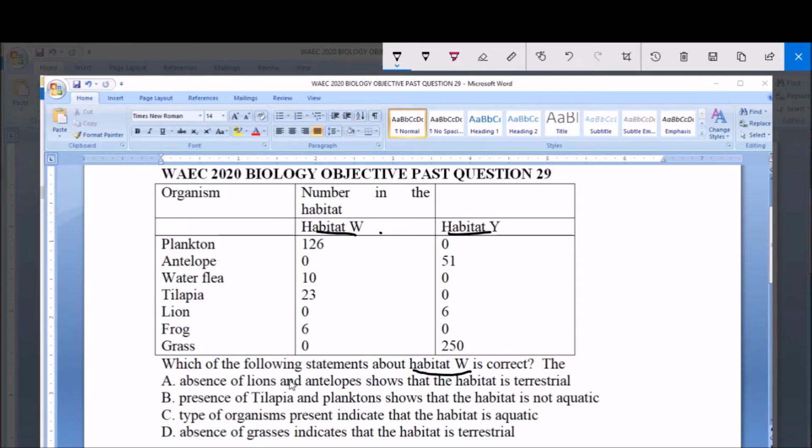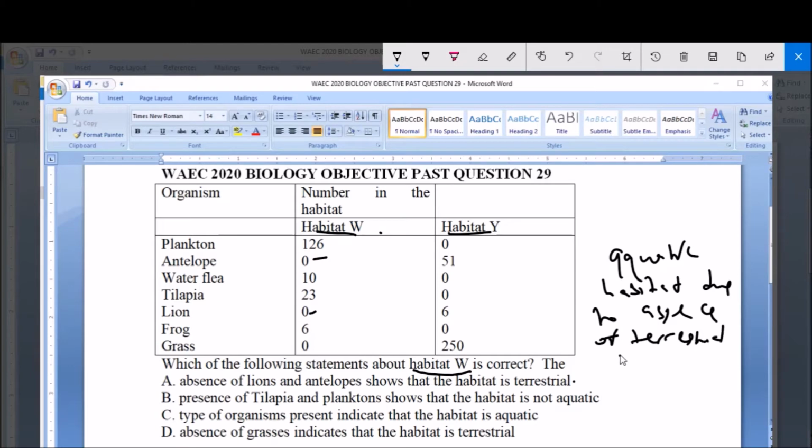Now, option A, absence of lions and antelopes shows that the habitat is terrestrial. It is true that there are no lions and antelopes in the habitat, but this doesn't indicate that the habitat is terrestrial, because if there are no antelopes and lions there, then the habitat is most likely an aquatic habitat due to the absence of terrestrial animals such as the lion and the antelope. So option A is not the answer to this question, as the statement is not correct.